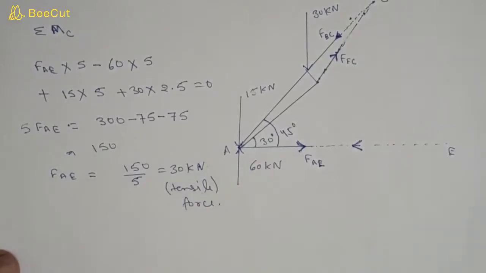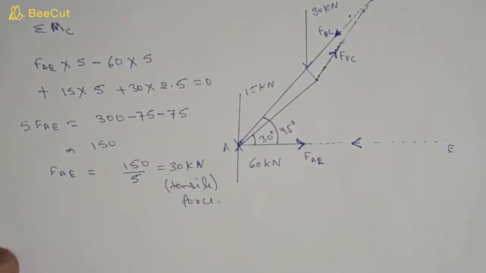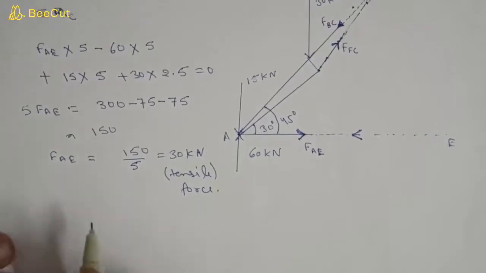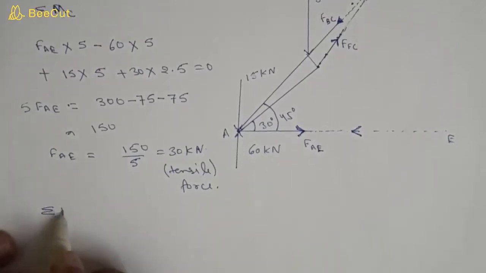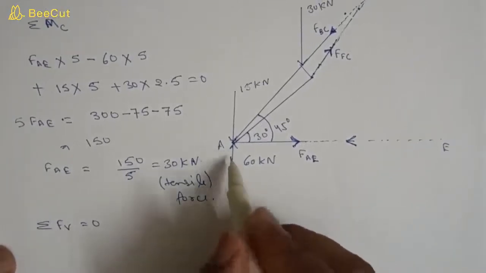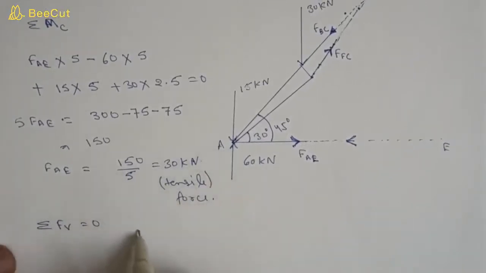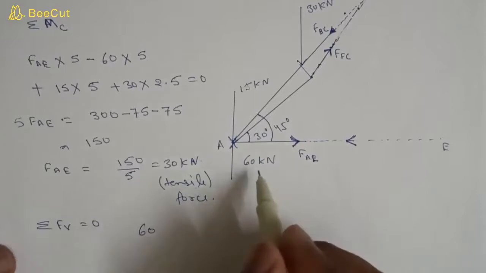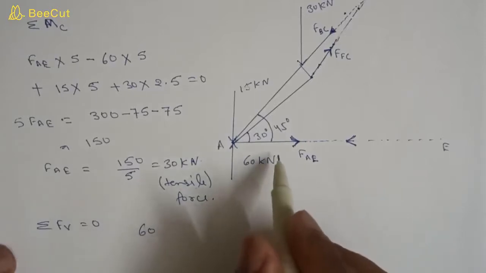Now we can do the sum of all the vertical forces, which should be 0. What are the vertical forces? This 60 kilonewton is upward, and there is no other upward force.